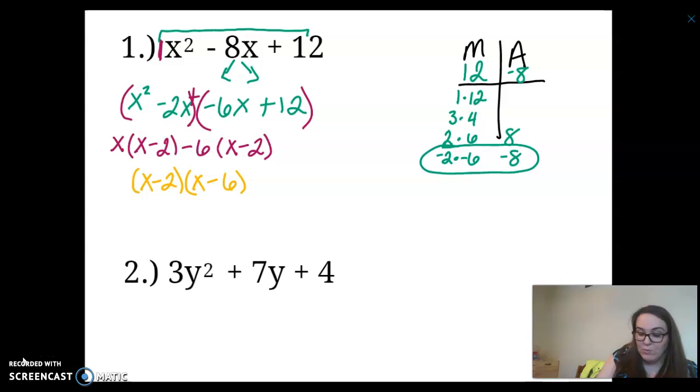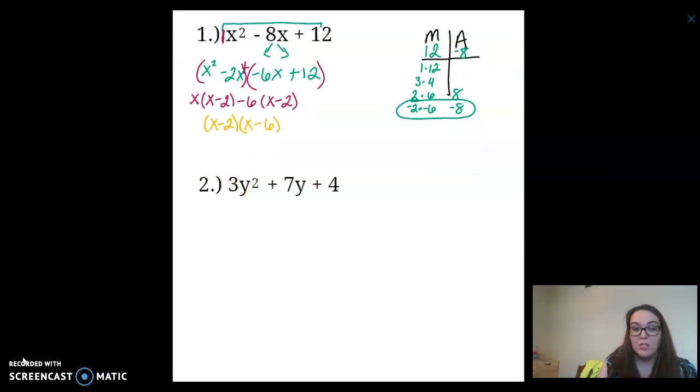Here is example number 2. 3y squared plus 7y plus 4. First thing I'm going to do is look to see, is there a greatest common factor? Well, 3, 7, and 4 have nothing in common. So I'm going to say no, there is not a greatest common factor.